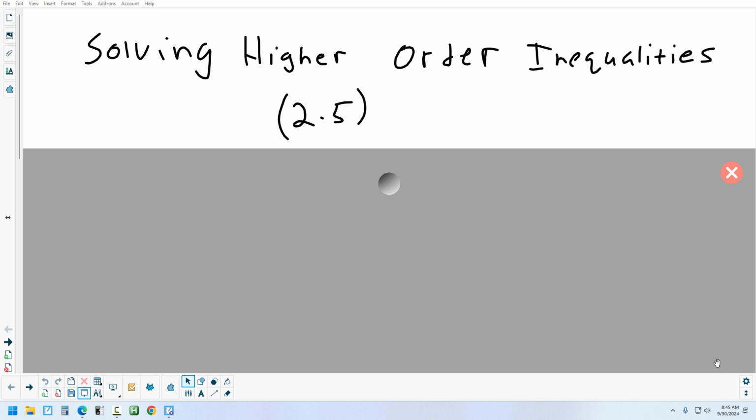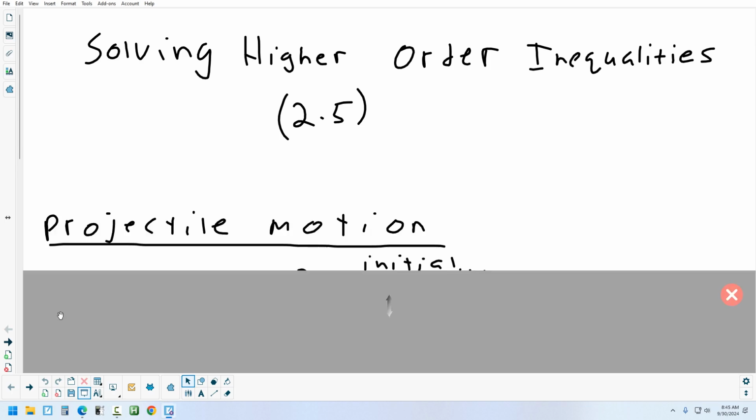The last section we're going to look at in chapter 2 is 2.5, and it's on solving inequalities like we did last time, but higher order means that it could be like quadratic. We can still do those by hand. If it gets higher than quadratic, we'll use the calculator.